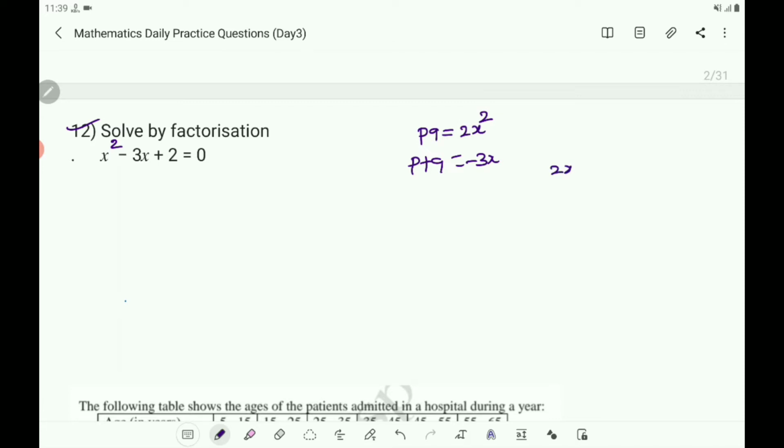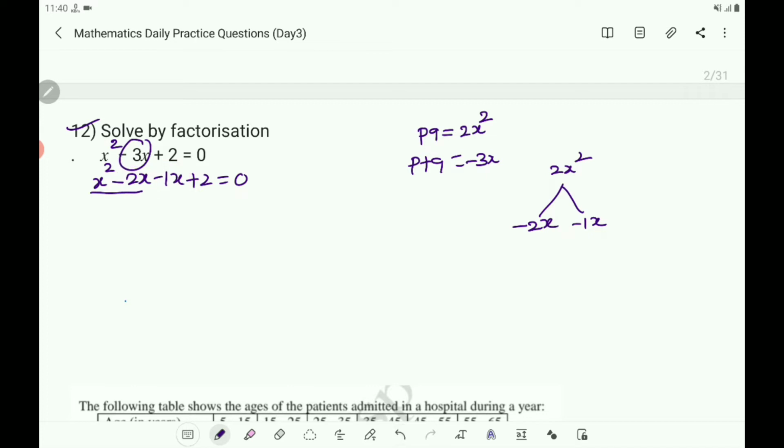So you take 2x square as 2 into 1, but they must be minus 2x and minus 1x. You know that the product of minus 2 and minus 1 is 2, and the sum of minus 2 and minus 1 is minus 3. So you can write x square as it is, minus 3x can be written as minus 2x minus 1x, plus 2 equals 0. Here minus 3x is split as the sum of minus 2x and minus 1x.